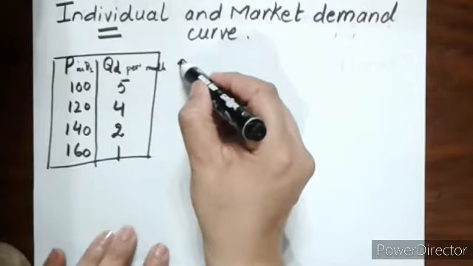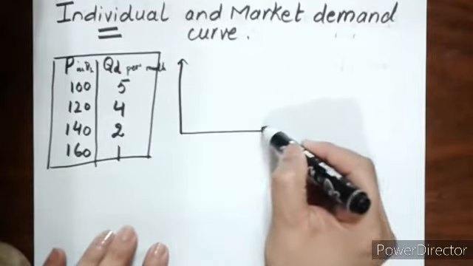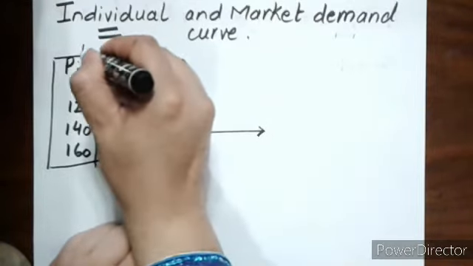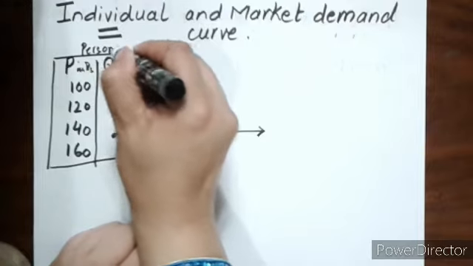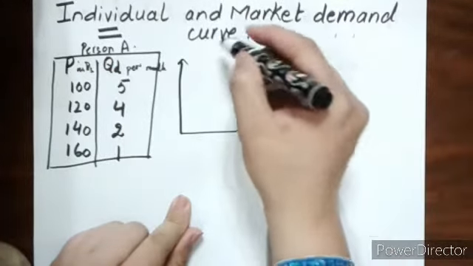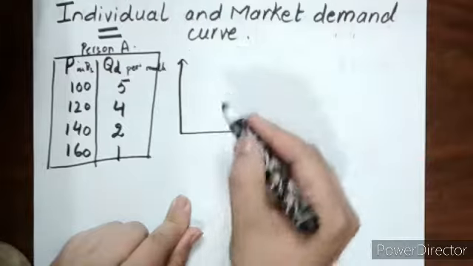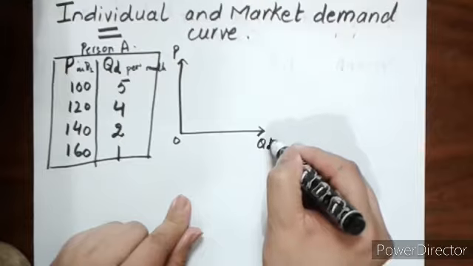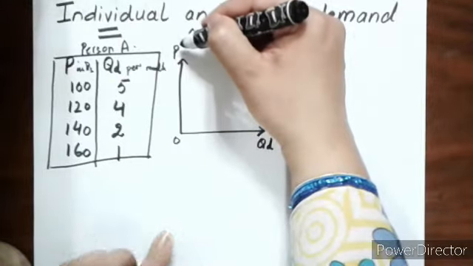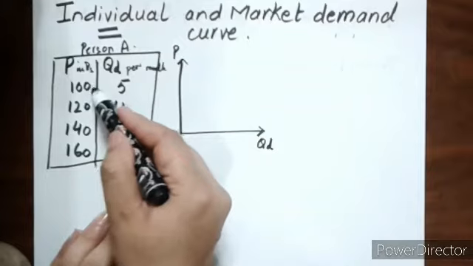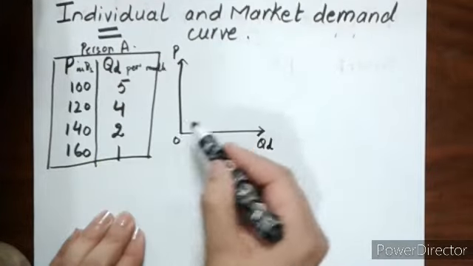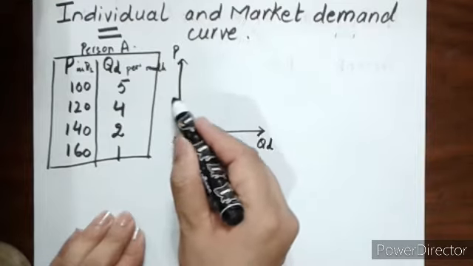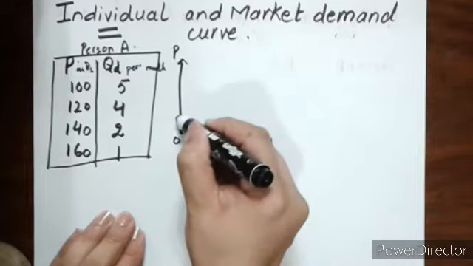Now when we are going to draw this in a form of a graph, we will have demand curve for this individual. Let's call him person A. Okay, so let's have a demand curve for person A. We take quantity demanded on x-axis, and price on y-axis. Now maximum my price goes to rupees 100, so it is not wise to start from 100 and then mark it 120, 140, 160. What will I be doing in that case?